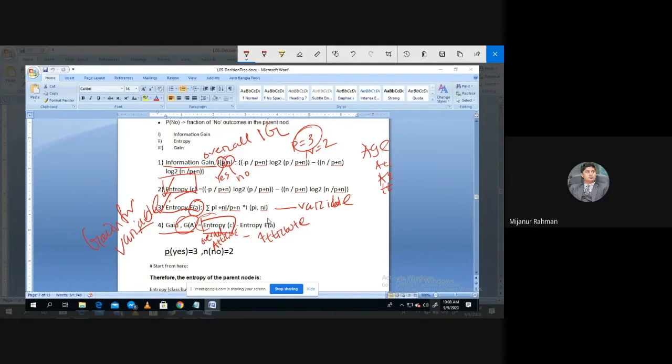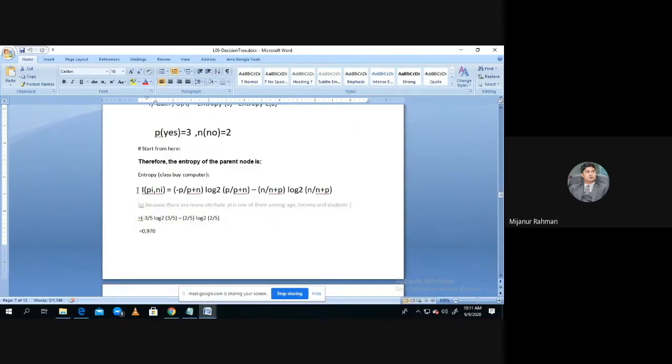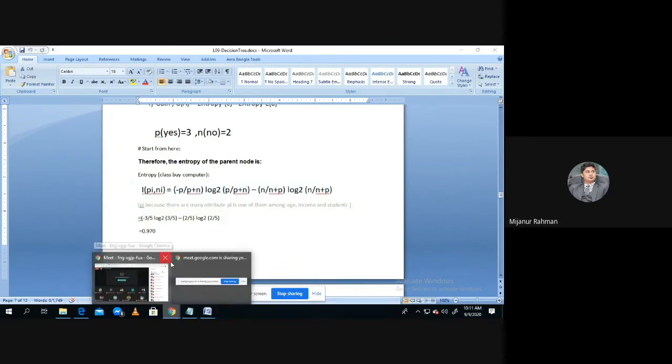Okay, let's move on. So first, what is our task? Our task is to find out the overall entropy, right? That means the class level entropy. So for the overall attribute, how can we calculate it? This is our formula. This is the very basic understanding of the formula.